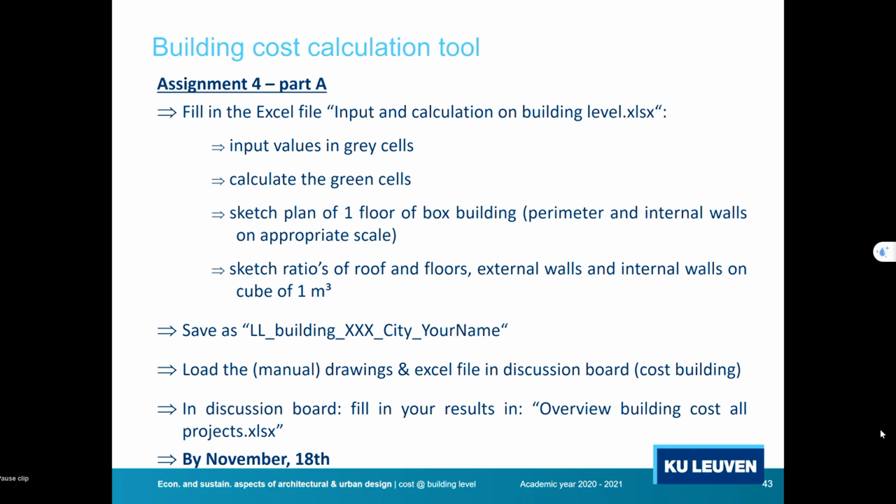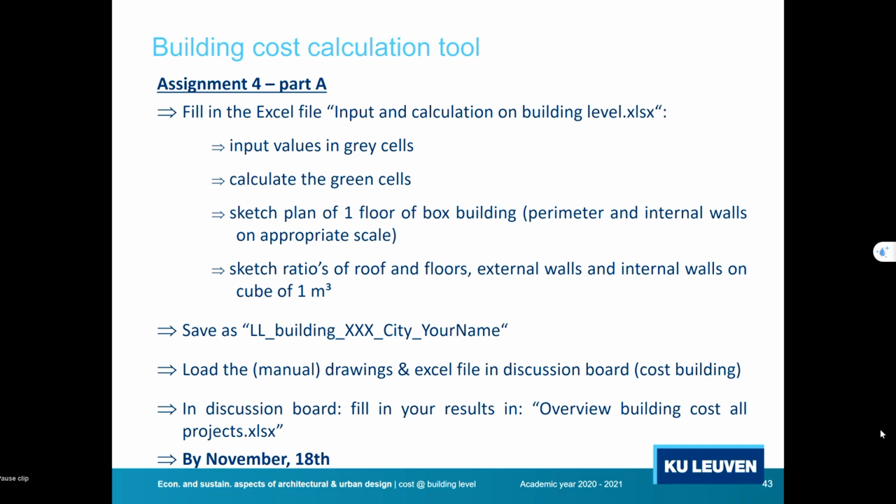Now, to do that, there is a first part of this assignment 4 on the cost calculations of buildings. There is an Excel file on Toledo entitled Input and Calculation on Building Level. In this file, there are a number of gray cells which you need to input for your specific project. So it's calculating the floor area, the perimeter, the internal wall length, and so on. And you fill them in the gray cells. Based on these gray cells, you calculate manually the green cells.